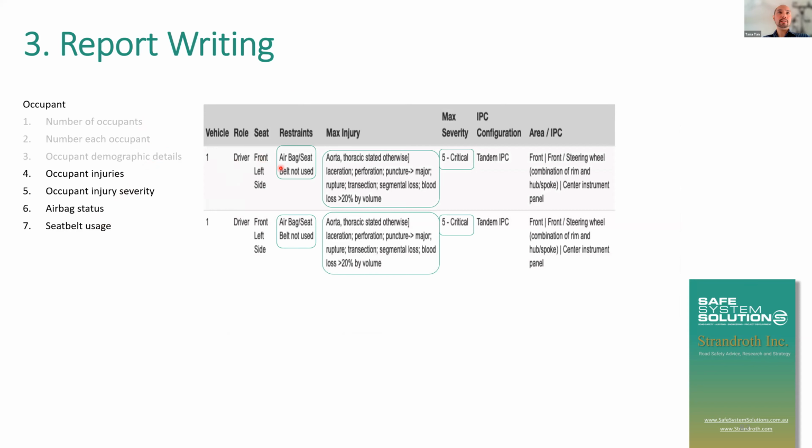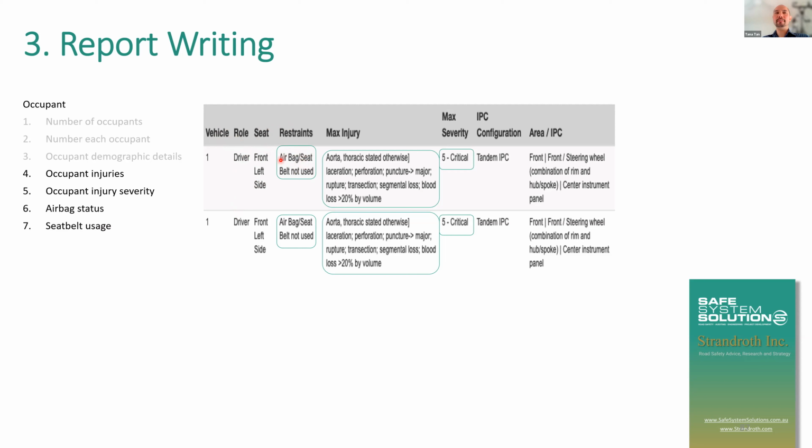So here, let me walk you through this. So for vehicle 1, the driver, they were located in front left side, keeping in mind this is US again. Airbag seatbelt not used. So basically means that they were not wearing the seatbelt.